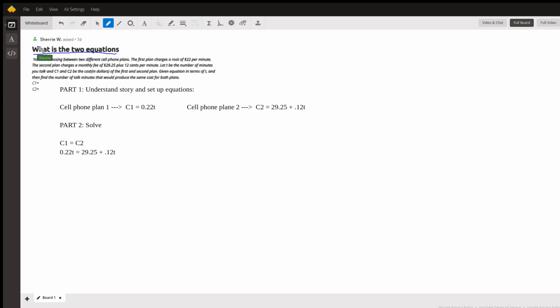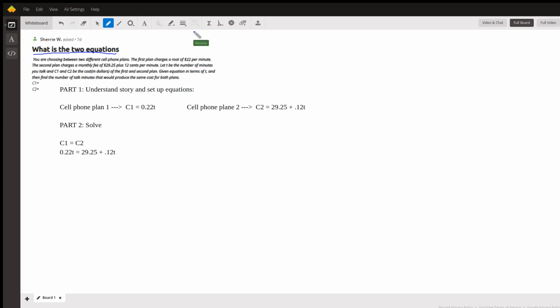You are choosing between two different cell phone plans. The first plan charges a rate of 22. I'm going to assume that's cents per minute. I doubt that they charge $22 per minute. The second plan charges a monthly fee of $29.25 plus 12 cents per minute. Let T be the number of minutes you talk, and C1 and C2 be the cost in dollars of the first and second plan. Give an equation in terms of T and then find the number of talk minutes that would produce the same cost for both plans.